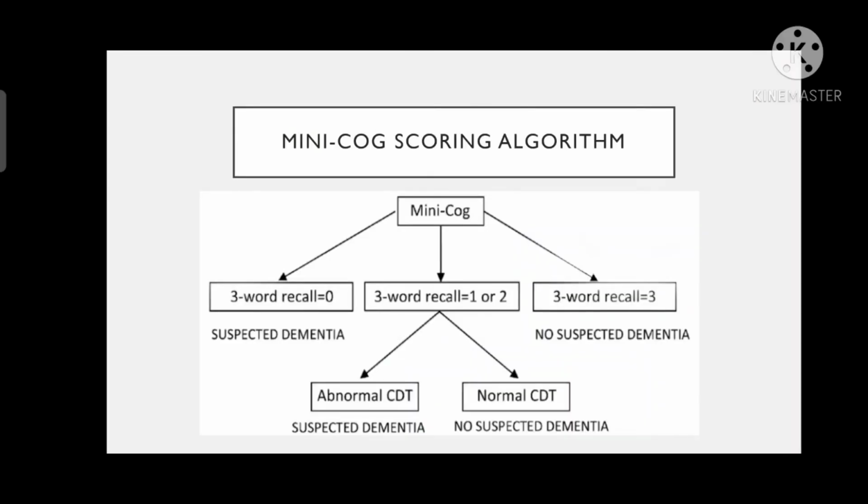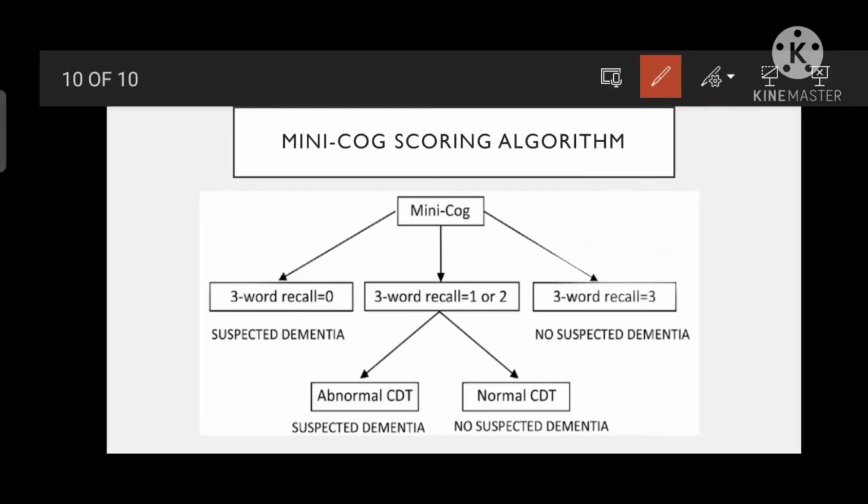Okay, thank you. So here's the Mini-Cog scoring algorithm. If the patient recalls 0 words, the patient is suspected to have dementia. If the patient recalls all 3 unrelated words, there is no suspected dementia.